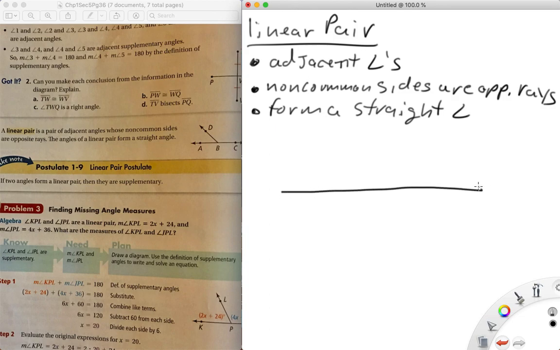Linear pairs are always going to form a straight angle, and a straight angle means that it equals up to 180 degrees. They will always be adjacent, which means that they're going to share a common side, and that common side is always the guy in the middle, so they're going to share that. They're going to form a straight line. So the non-common sides, the sides that they don't share, this guy and this guy. So these are the non-common sides.